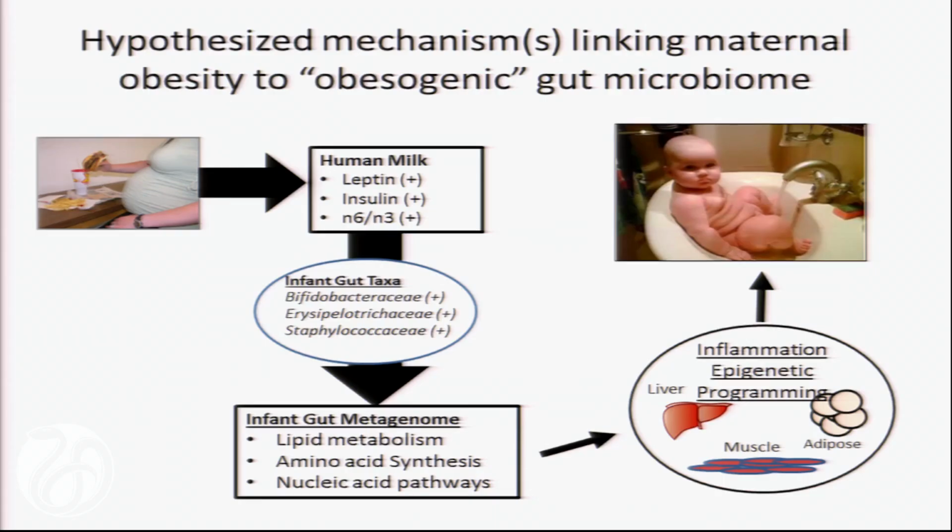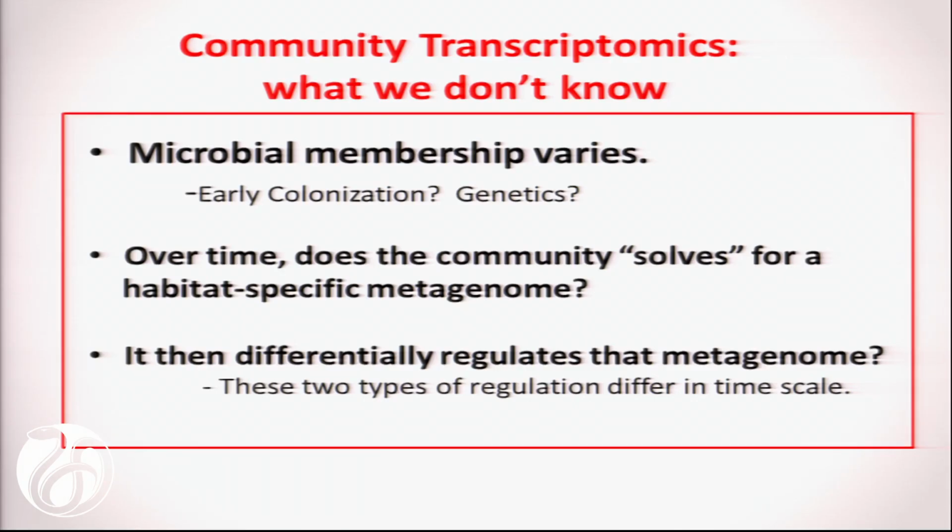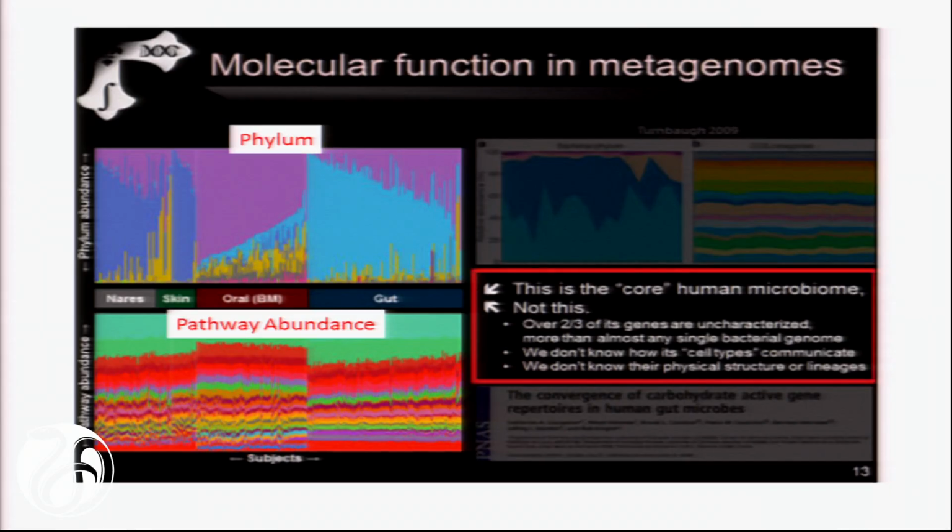So these bioactive components inform the gut taxa, which then inform metabolism, which then can make infants more prone to inflammation and epigenetic programming down the line. So there's a lot that we don't know in this field. We don't know what's causing the colonization over time. This community, does it solve for a habitat-specific metagenome? And then this differentially regulates itself. And what is the time scale for this, and how does this occur?